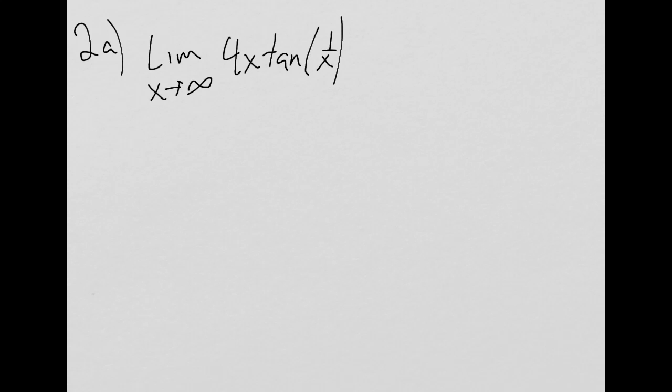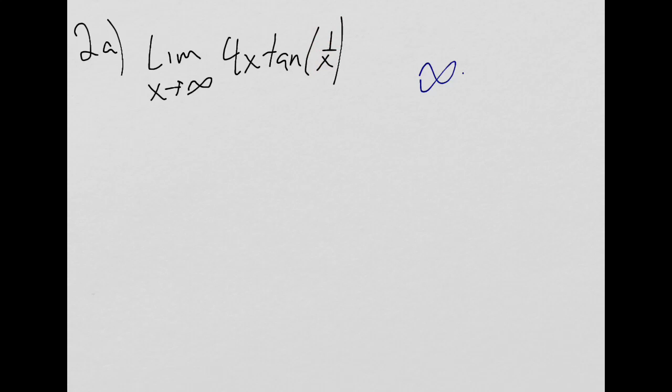This limit is going to wind up being a L'Hopital's rule one, but it isn't quite apparent right away. Usually we want it in a 0 over 0 or infinity over infinity form. So as this thing approaches infinity, I get 4 times infinity, right? So it goes to infinity. This kind of gives me an infinity times 1 over x. Well, I'm doing tan of 1 over x, so I have to look at the 1 over x first. The 1 over x goes to 0 because as x goes to infinity, it's a horizontal asymptote.